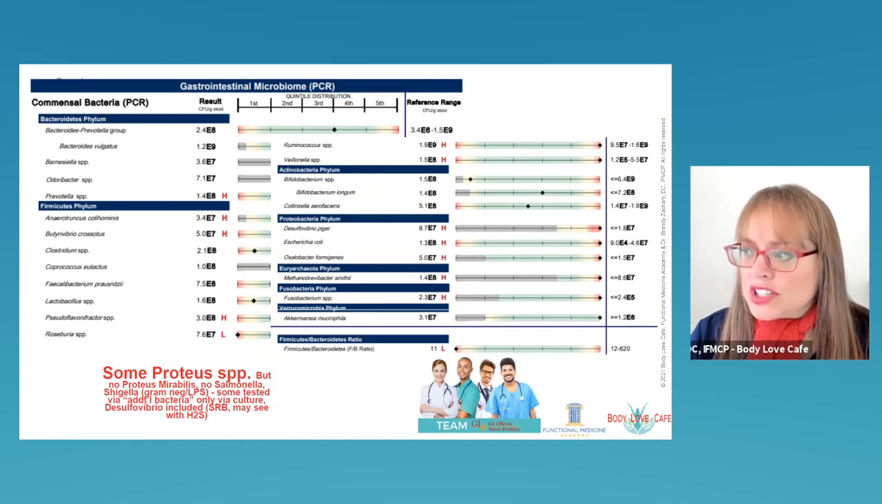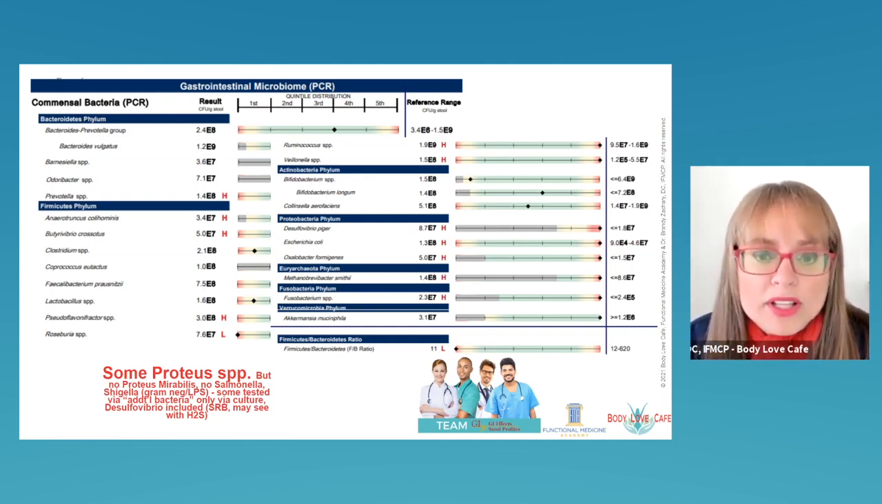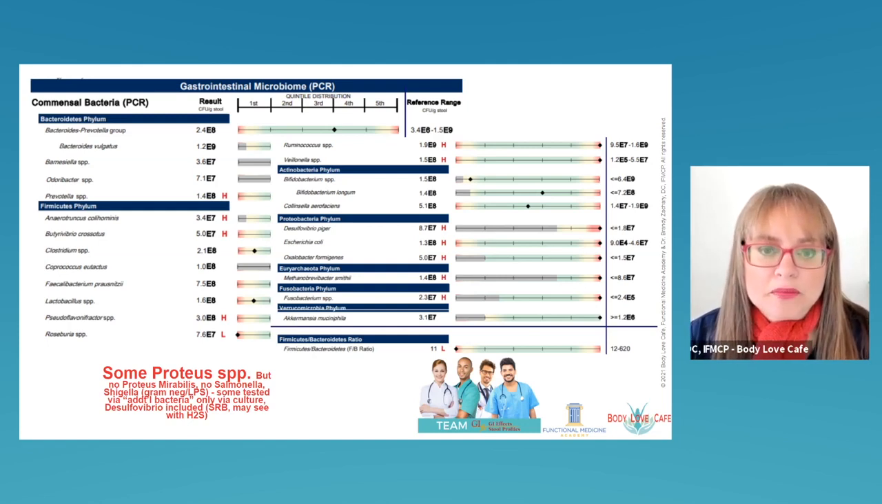There's some Proteus species. You can see it in the Proteobacteria phylum, and those can be helpful to see. Interesting enough, each lab has some different ones. So it depends on what you're looking for. And I put some notes there about what's available and what's not.